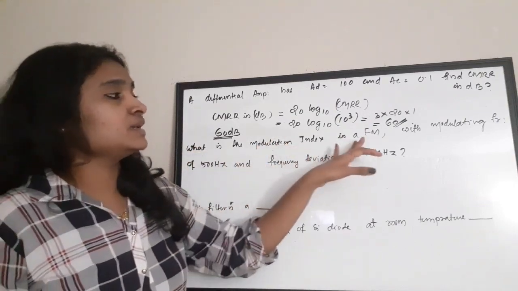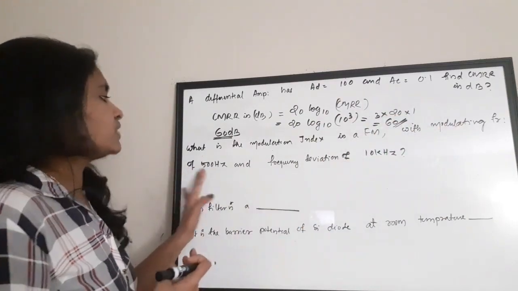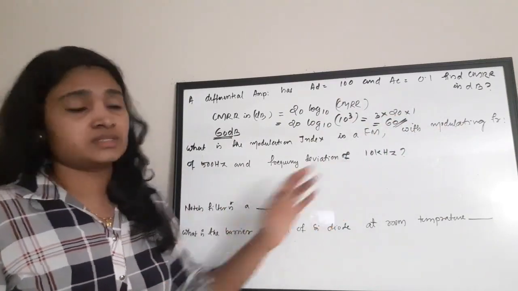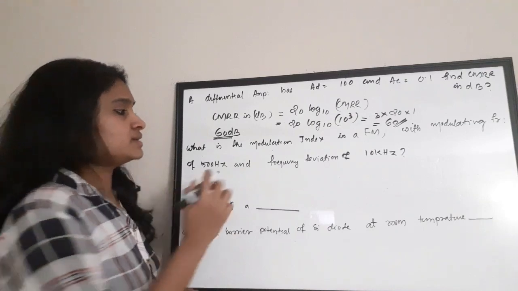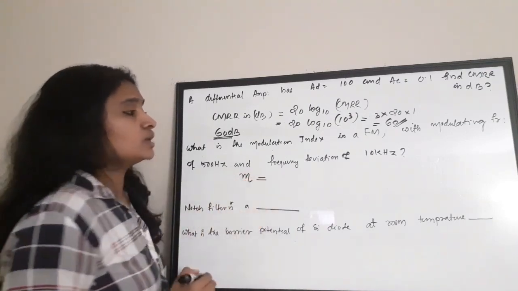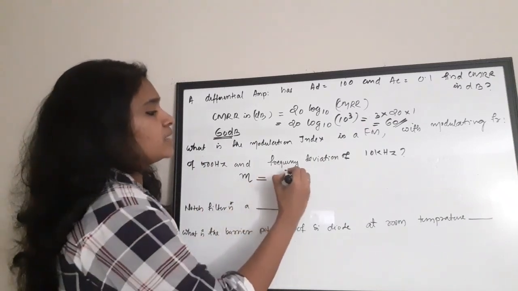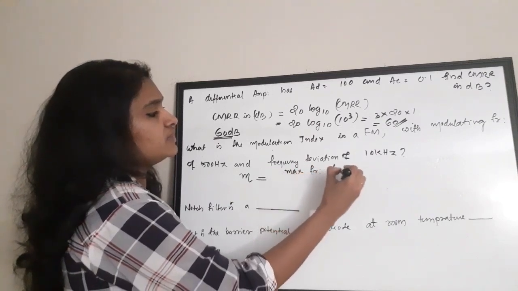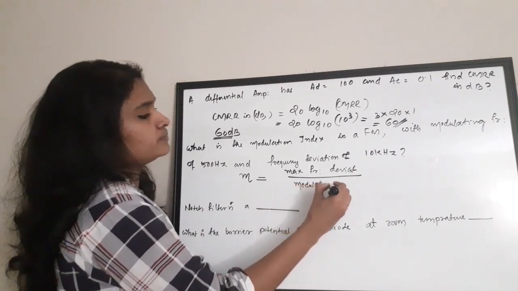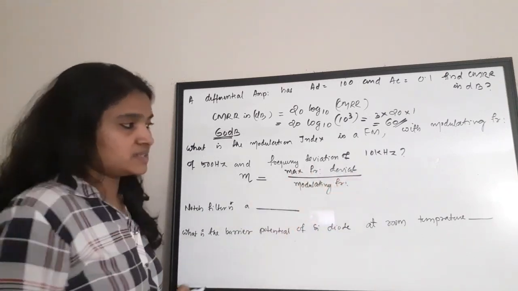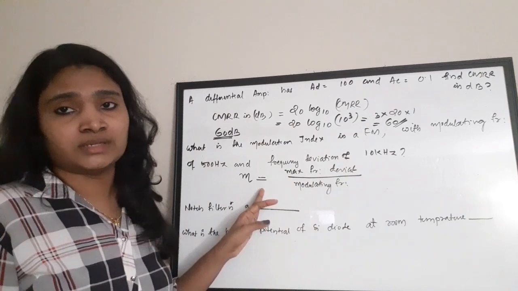What is the modulation index in an FM, that is, in a frequency modulated system, with a modulating frequency of 500 Hz and a frequency deviation of 10 kHz? First, let us look at the equation for finding the modulation index. The modulation index M for a frequency modulated system is given by the maximum frequency deviation divided by the modulating frequency. Sometimes this maximum frequency deviation can also be taken as bandwidth. Okay, so this is the relation for finding the modulation index.